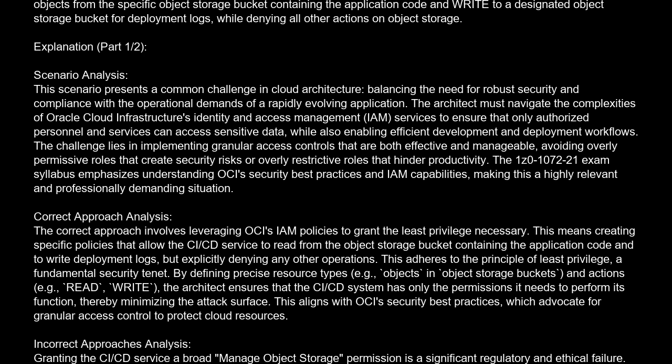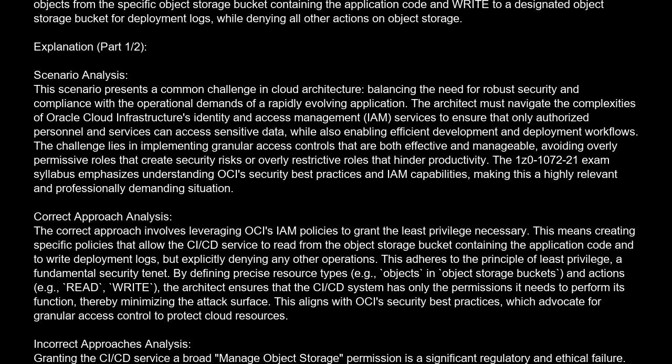The 1Z0-1072-21 exam syllabus emphasizes understanding OCI's security best practices and IAM capabilities, making this a highly relevant and professionally demanding situation. Correct approach analysis. The correct approach involves leveraging OCI's IAM policies to grant the least privilege necessary. This means creating specific policies that allow the CI/CD service to read from the object storage bucket containing the application code and to write deployment logs, but explicitly denying any other operations. This adheres to the principle of least privilege, a fundamental security tenet.